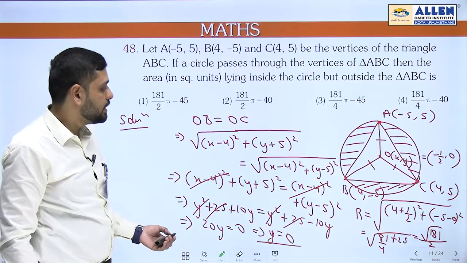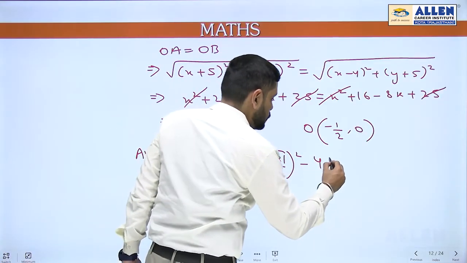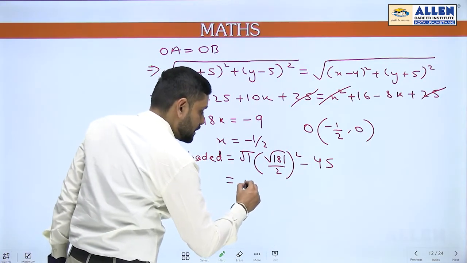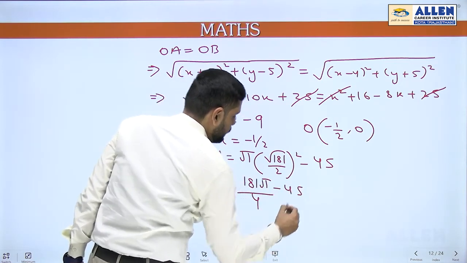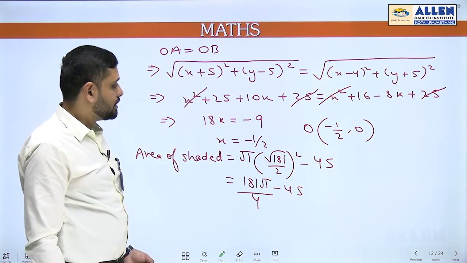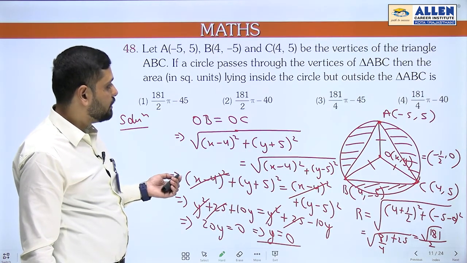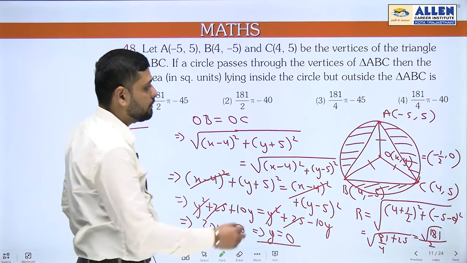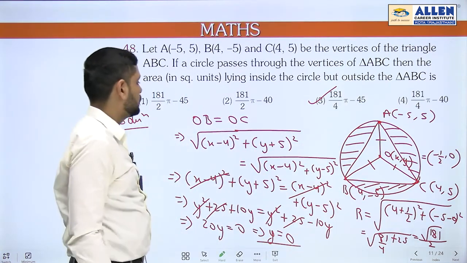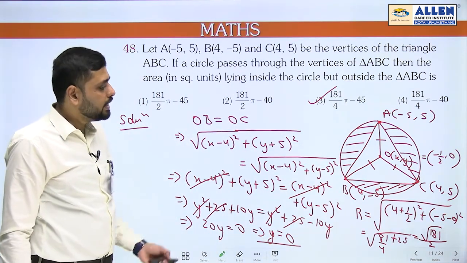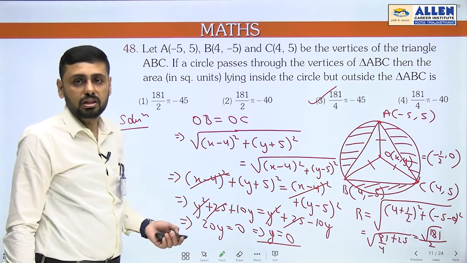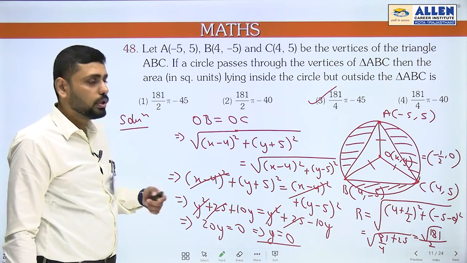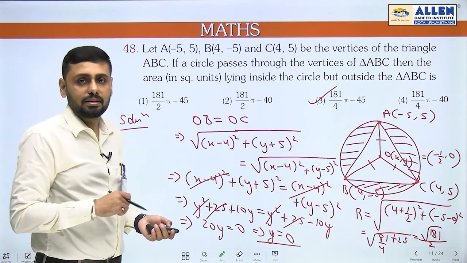Now we'll use this area to get the answer. So the answer will be 181π/4 minus 45. This will be our answer. Now we'll check which option we are getting: 181π/4 minus 45. So the third option will be our answer. In this way we need to solve this question. Again, a very easy question, but the calculation part is a little bit more, so you need to do the calculation correctly to get the answer.